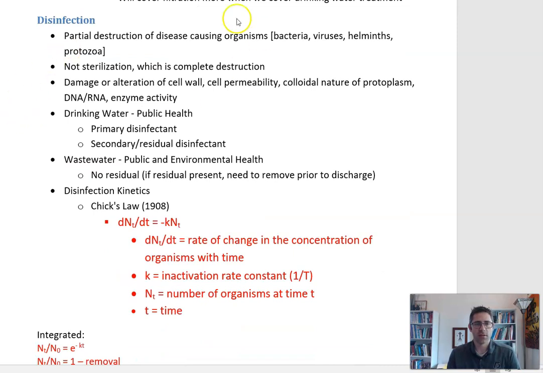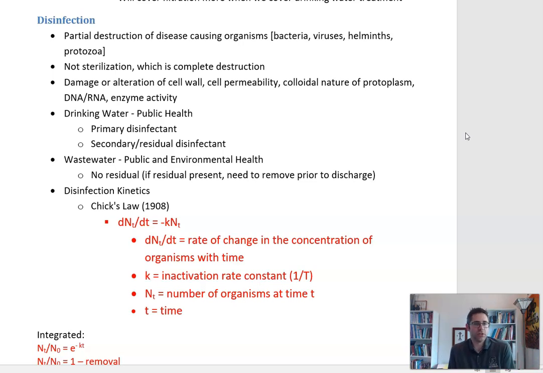Most of today is talking about disinfection, which is an incredibly important topic in environmental engineering, and it's relevant to both wastewater treatment and drinking water treatment. We're covering it here before we've even really started looking at drinking water treatment, but pretty much everything we talk about today is applicable to the drinking water process as well. When we're talking about disinfection, we're talking about partial destruction of disease-causing organisms: bacteria, viruses, helminths, which are worms, or protozoa. This is not the same as sterilization, which is the complete destruction of all of those organisms.